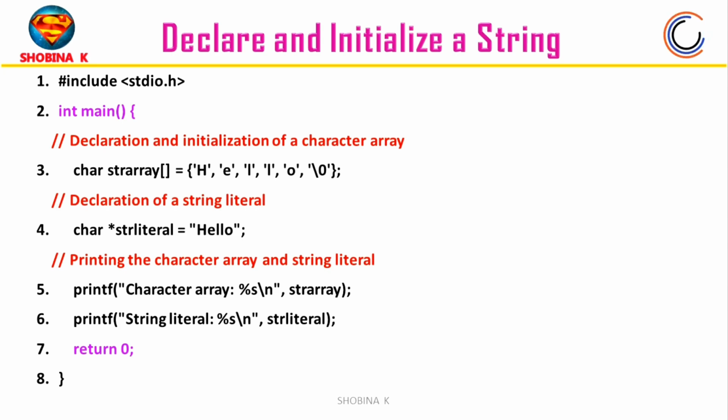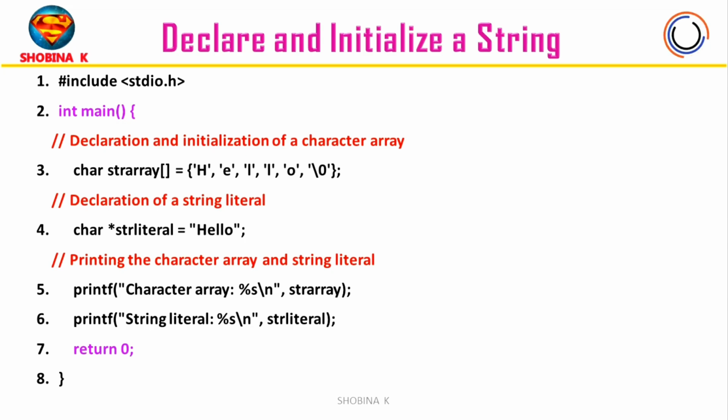Here is an example for declaration and initialization of a character array and a string literal in C. First, we included the standard input-output library, which allows you to use functions like printf. Next, the main function, and here is where the execution of your program begins and ends. It returns an integer, 0 in this case, which indicates that the program has executed successfully.